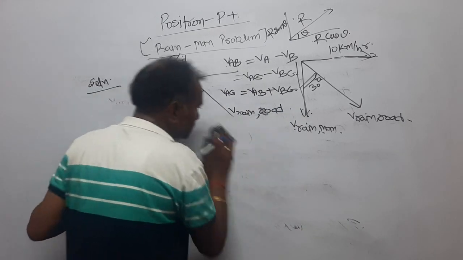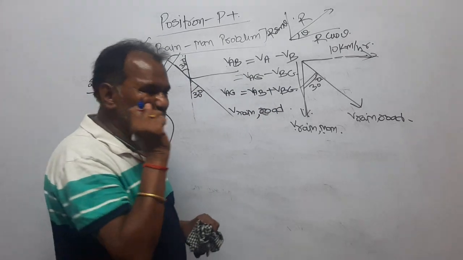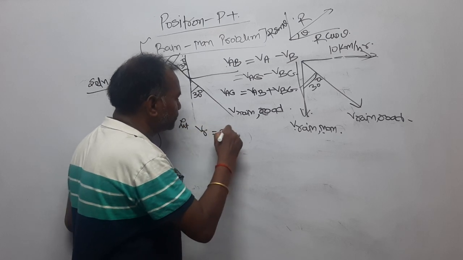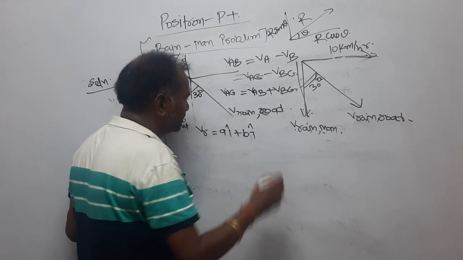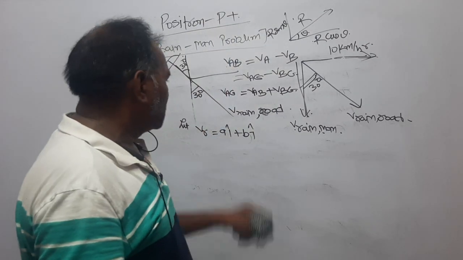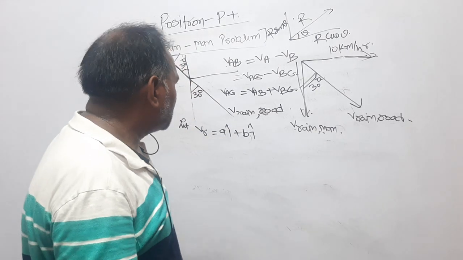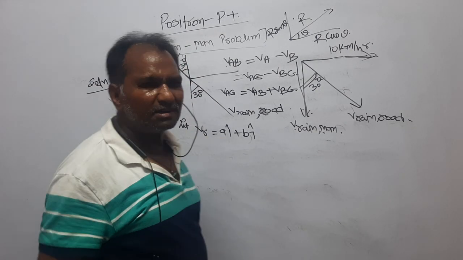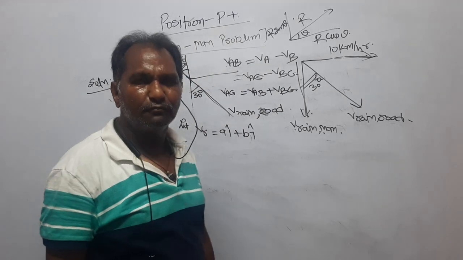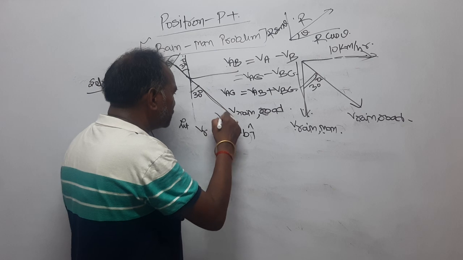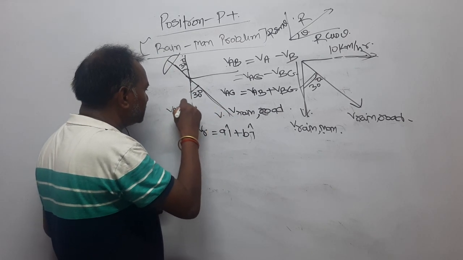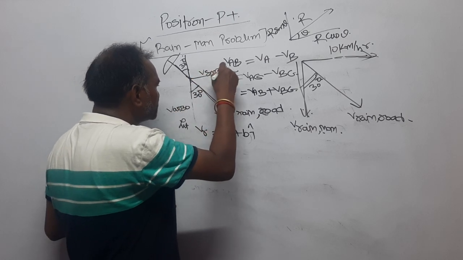Another method is what? Dear students, let the velocity of rain be equal to A i cap plus B j cap. I am considering that velocity of rain is equal to A i cap plus B j cap, right? Now, when the man is standing, the raindrops are falling at 30 degrees from vertical. Let the magnitude of velocity be V, right? Then you can write this component will be V cos 30 and this component will be V sin 30.